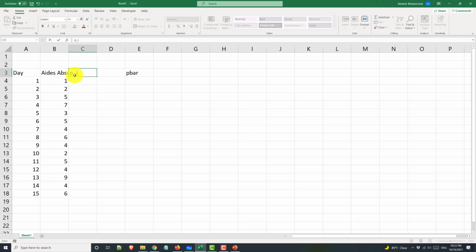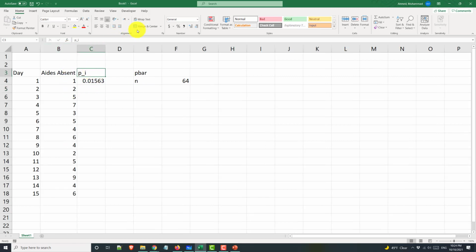So P1 just means the proportion for day 1, for day 2 you have P2. What are the different proportions for each day? Because my sample size is 64, I divide the number of people absent by 64, and I'm going to put dollar signs around this cell. So if I drag the formula down, this cell is locked and it doesn't move because there's nothing below 64. So you can see here that the proportion of people absent on the first day is 0.015.